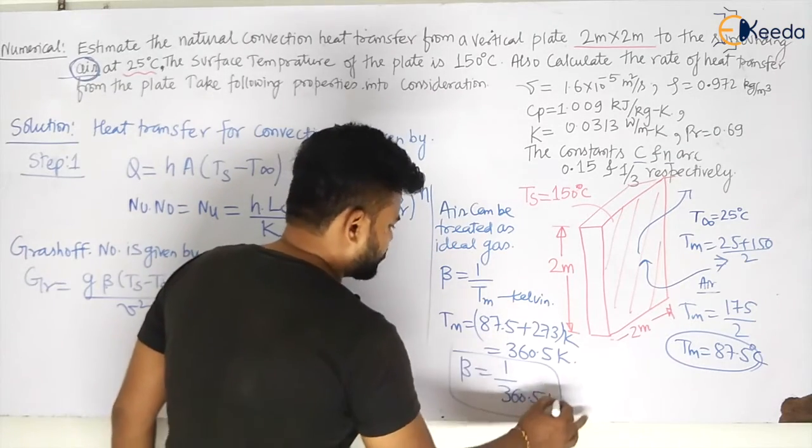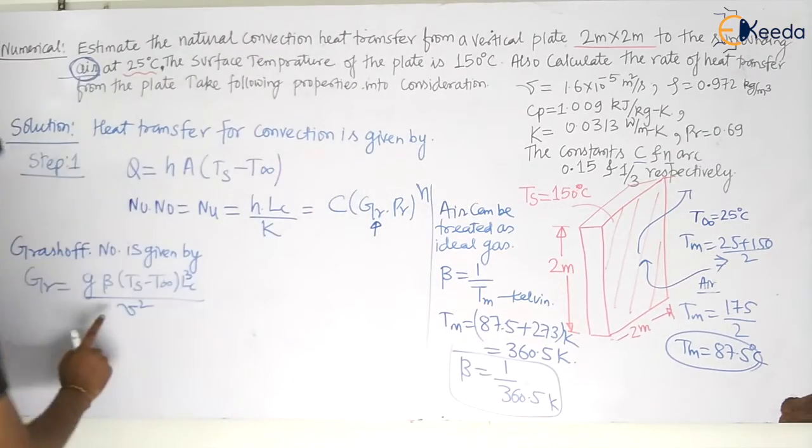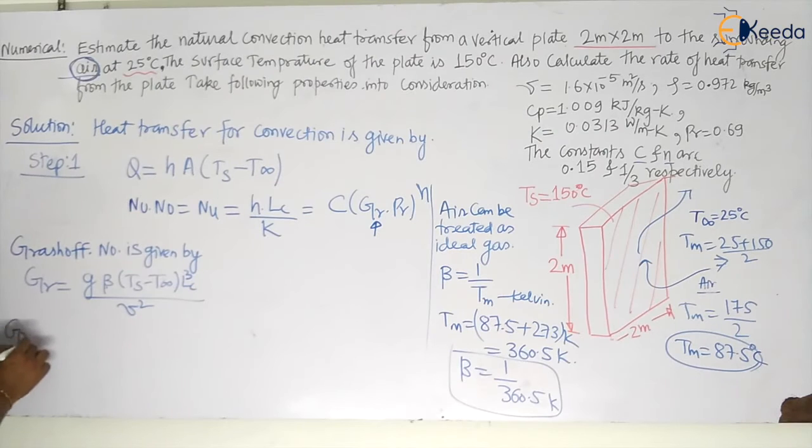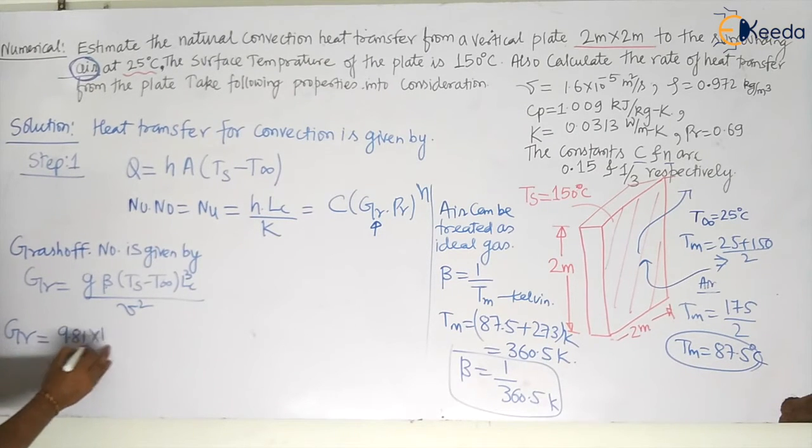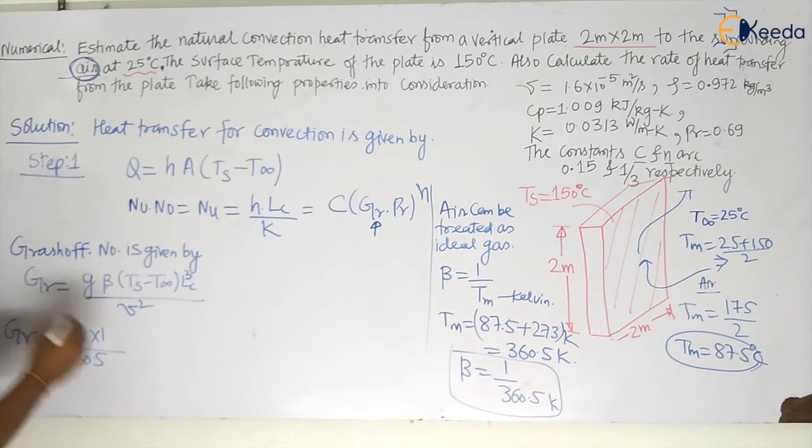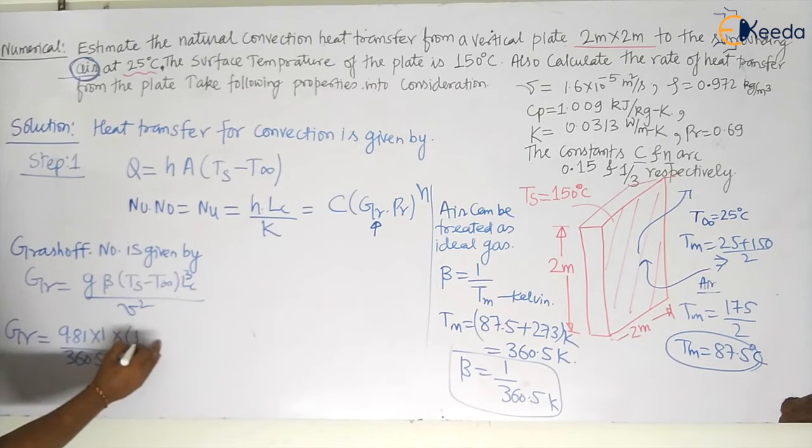So let us put this value here in the Grashof number, and let us put all the values and calculate the Grashof number. So the Grashof number will be given by 9.81 into beta, which is 1 divided by 360.5 Kelvin, into Ts minus T infinity. What is Ts?